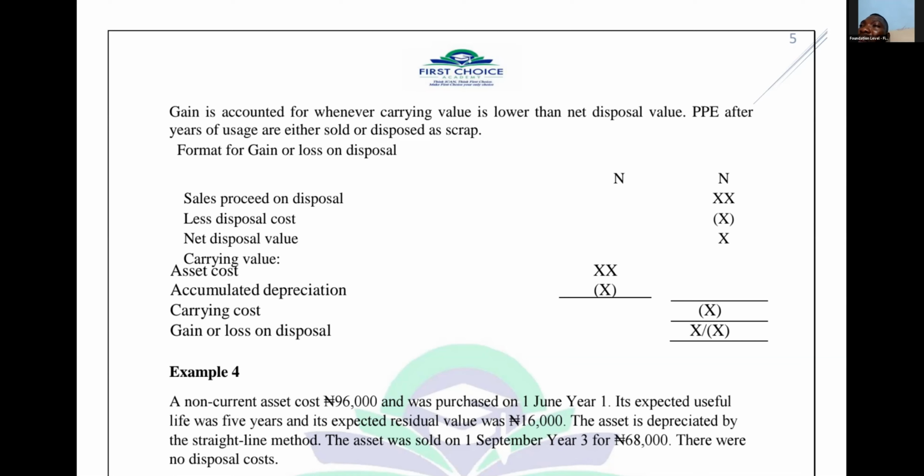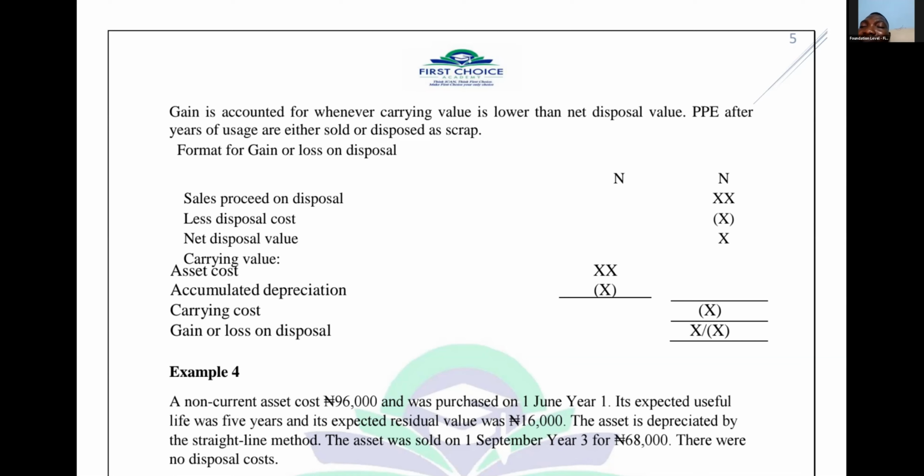Method 2: if you don't have cost and they gave you the opening balance, or they gave you the carrying amount, the opening figure, which means at the beginning of the year this is your carrying amount for this asset, what you need to do is calculate depreciation for the year and use it to charge against the carrying amount given to you. So that will give us the opening carrying amount minus depreciation for the year.